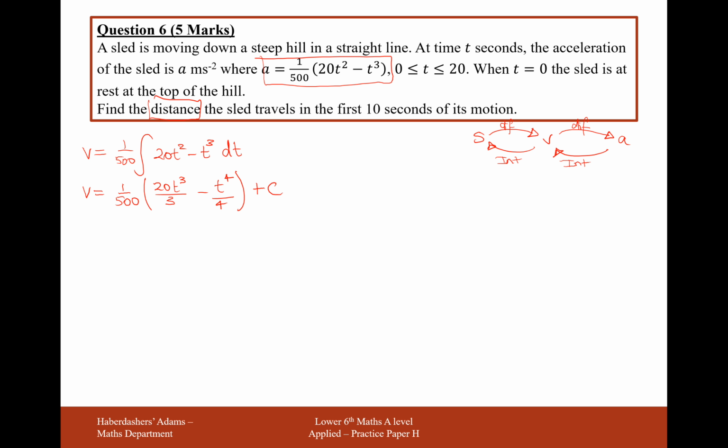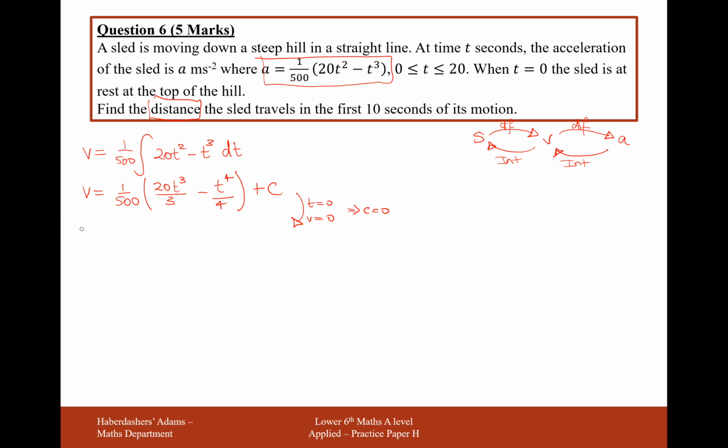Can we find c at the moment? Well, let's look here. When t equals 0, the sled is stationary, at rest at the top of the hill. So in this case, when t equals 0, v is going to equal 0. So in this case, c is just equal to 0.